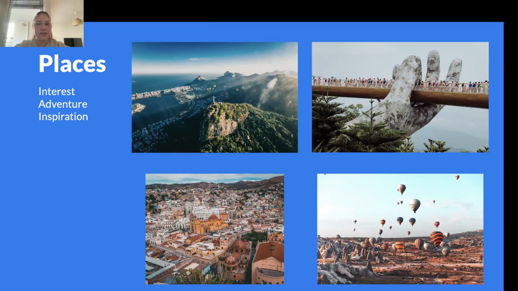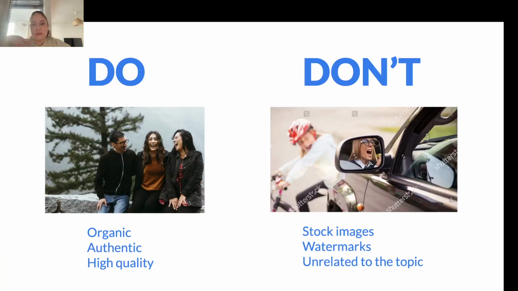If you're promoting places or opportunities for GV or GTA, use interesting photos, showing the feeling of adventure and inspiration, something that even when you're scrolling online or on Instagram, would make you stop and take a few seconds to look at this photo and maybe even consider going abroad yourself. Do's and don'ts, again, just quickly: very organic, authentic, and high quality photos, and don't use stock images that have watermarks on them or that aren't related to the topic, because your images are also telling a story.